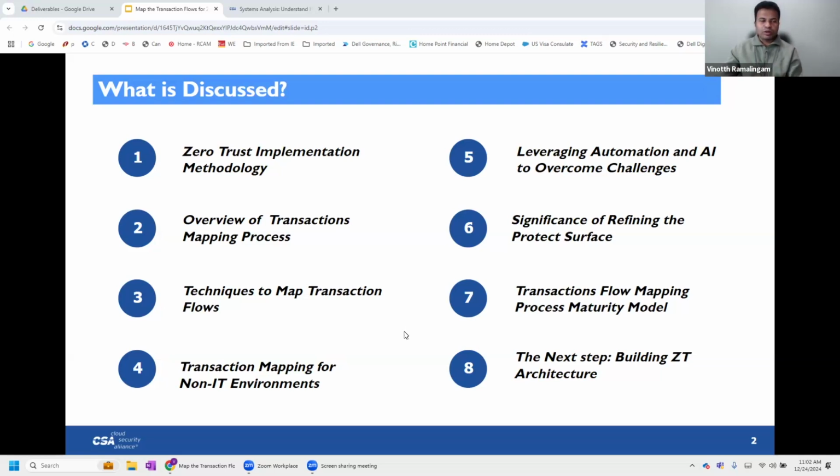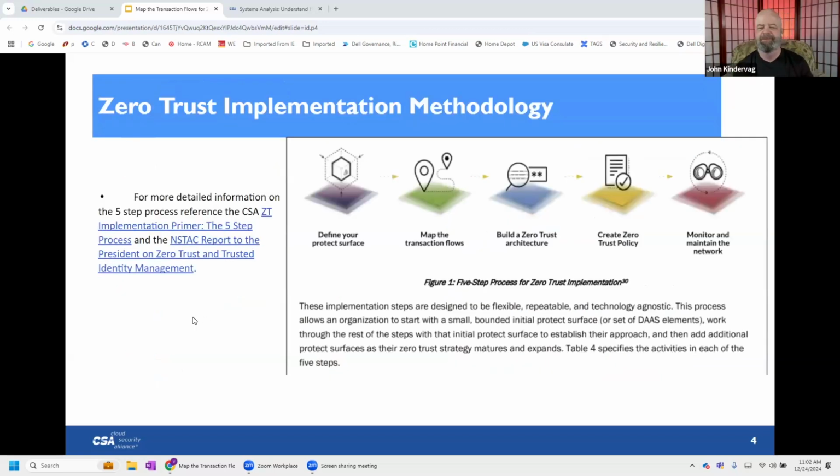So how does it look, John? Does it look like a good flow? Yeah, looks like a great flow.